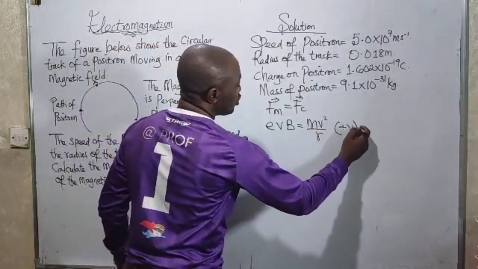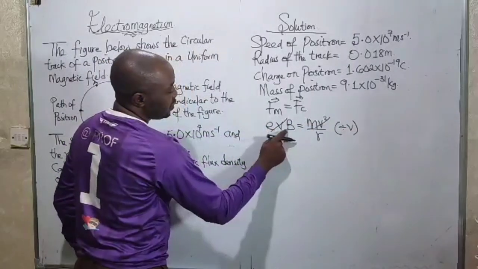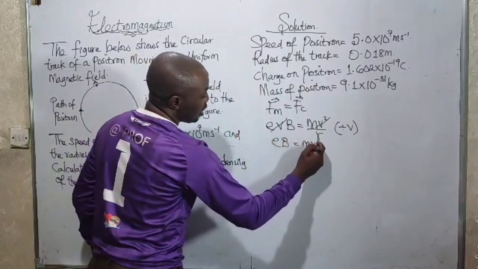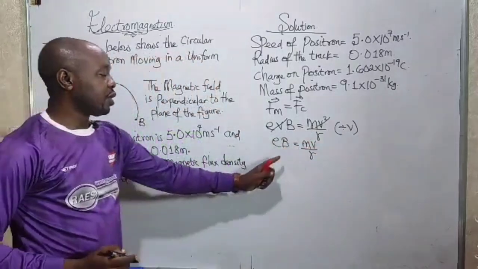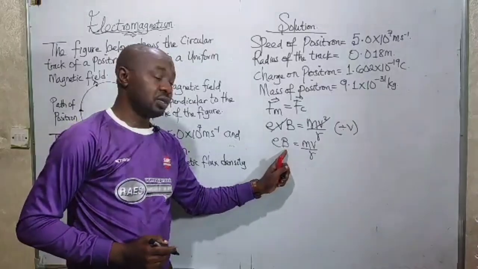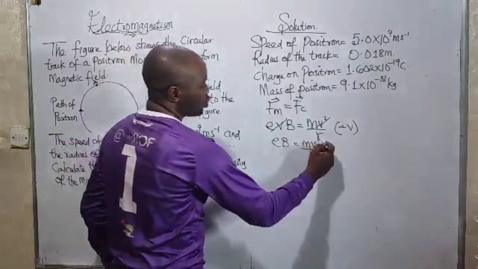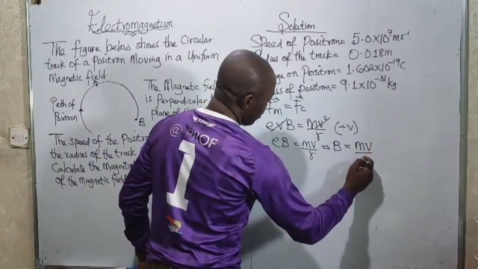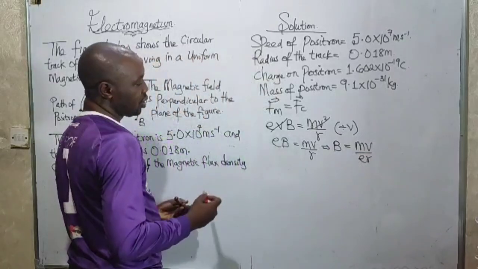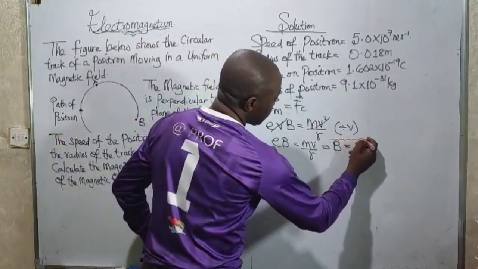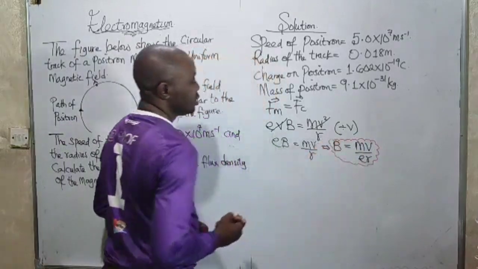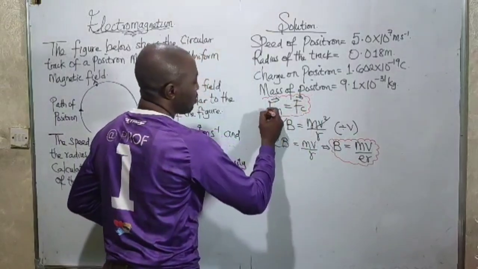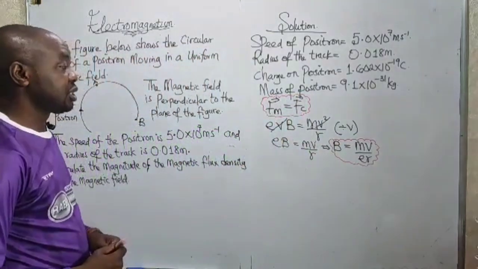Now, when we divide this equation by v, the v cancels out, so the equation reduces to eB equals mv over r. We want to obtain the value for B, the magnetic flux density, so the formula is B equals mv over er. That is the formula for the magnetic flux density. Don't forget that the magnetic force is equal to the centripetal force.